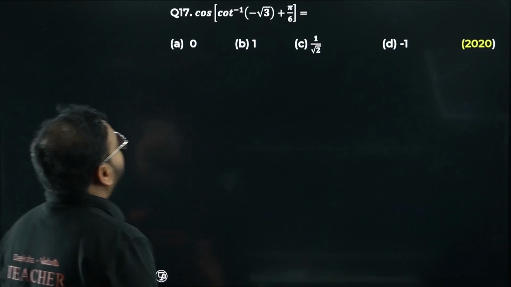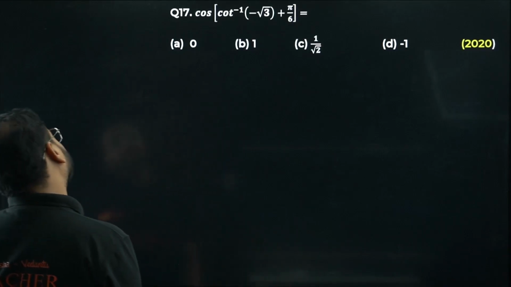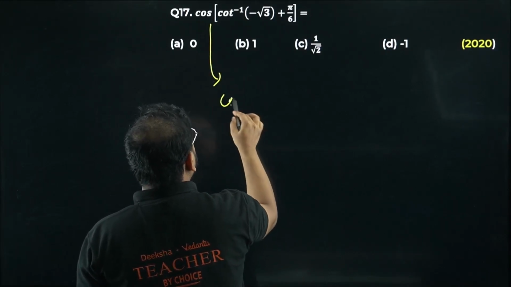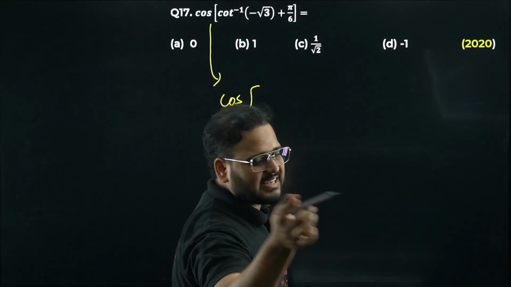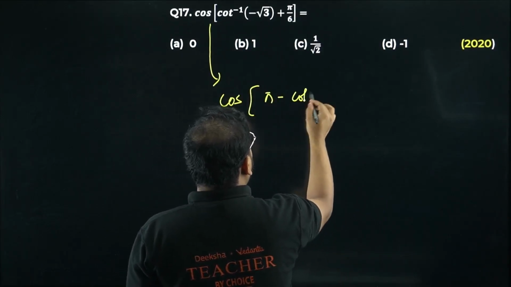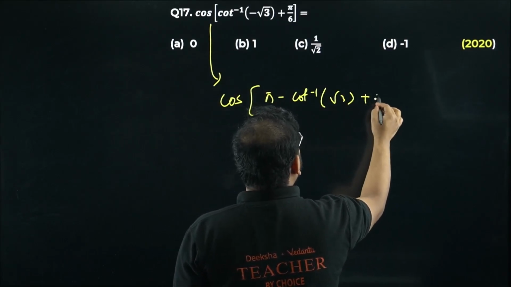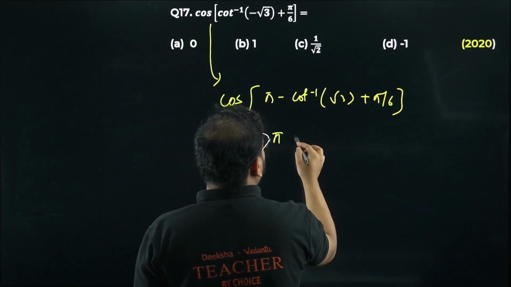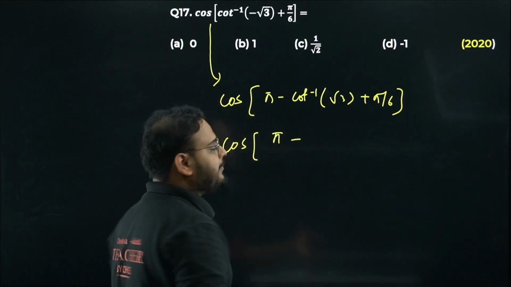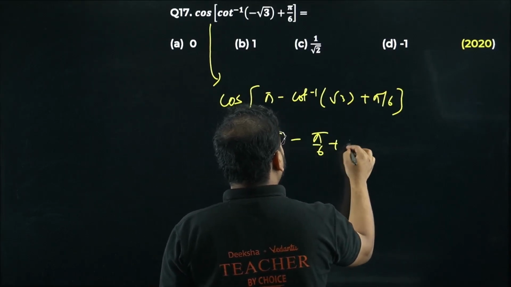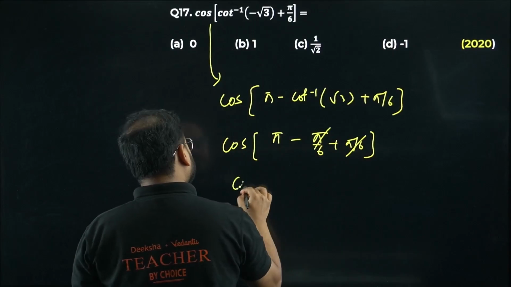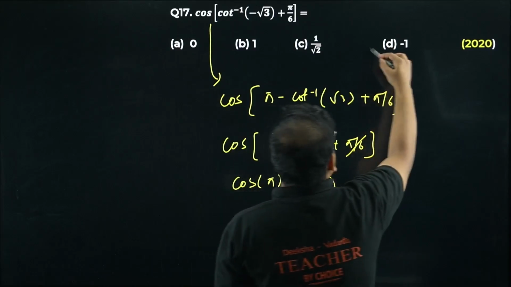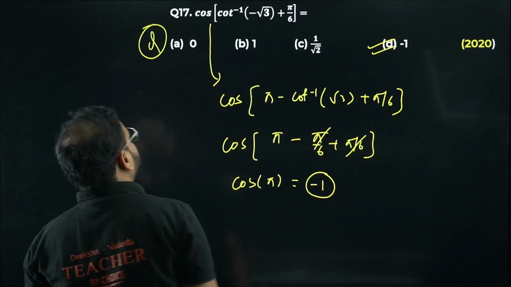Question number 17. We have cos of cot inverse of minus root 3 plus pi by 6. Property of inverse trigonometry we can apply here. It will become cot inverse of minus x, which is pi minus cot inverse of x, plus pi by 6 remains as it is. Giving the value as cos of pi minus cot inverse of root 3, and root 3 means pi by 6 only, 30 degrees. We have another pi by 6 over here, cancel. Cos pi is going to be minus 1. Option is D. 17th question, option is D.